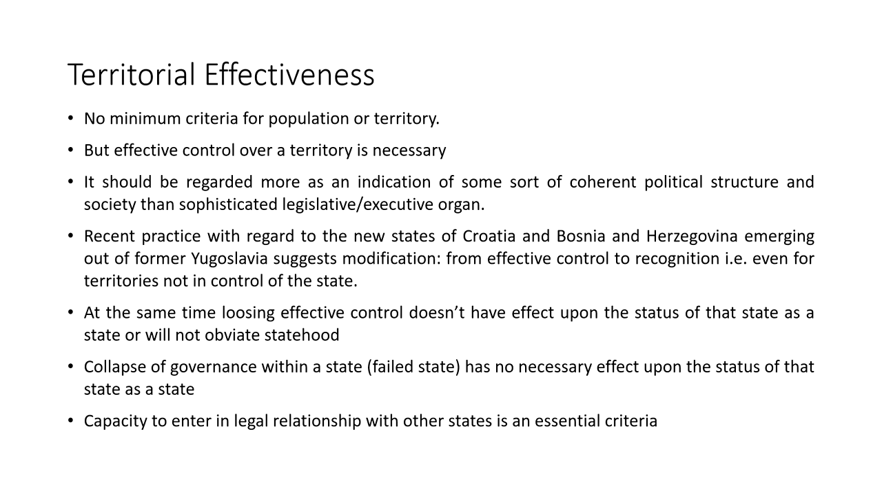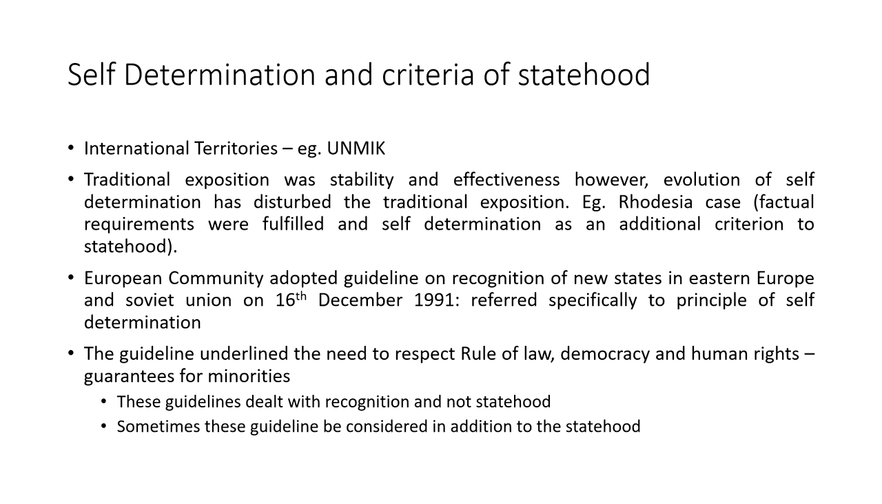At the same time, losing effective control doesn't have an effect upon the status of that state as a state, or will not obviate statehood. Collapse of governance within a state, also known as a failed state, has no necessary effect upon the status of that state as a state. Capacity to enter into legal relationship with other states is an essential criteria, because as we said, recognition becomes an important criteria. Once a particular state recognizes another state, it may enter into legal relationship with that state. So, the capacity comes into being the moment you enter into international relationship with another state.